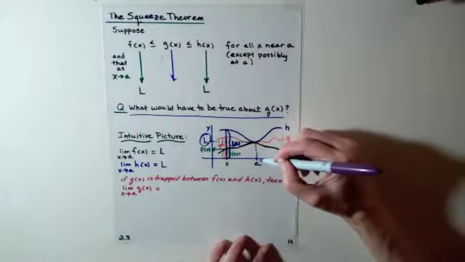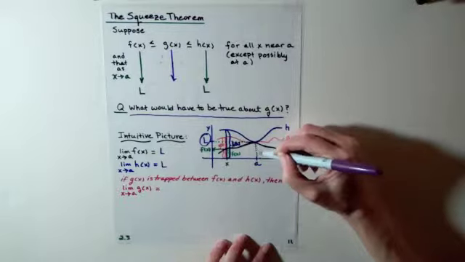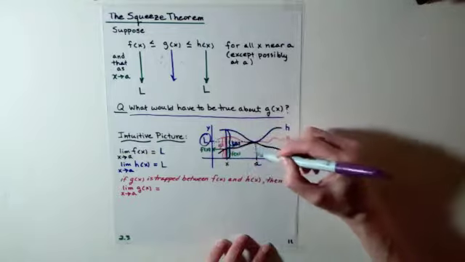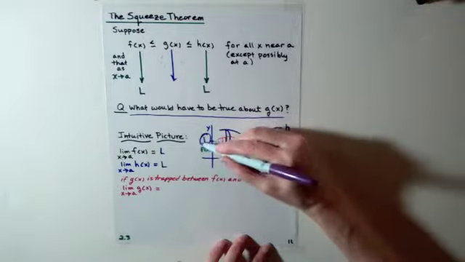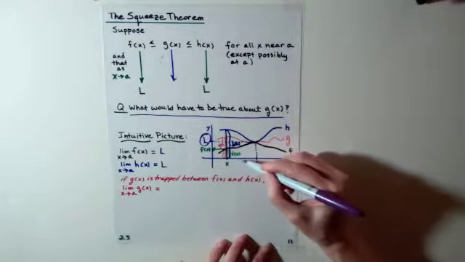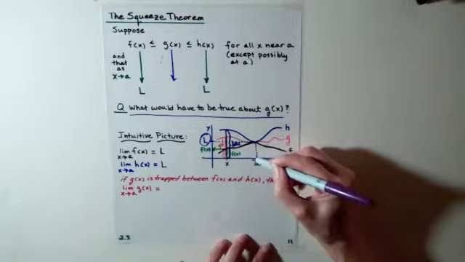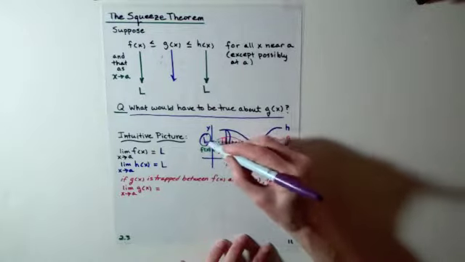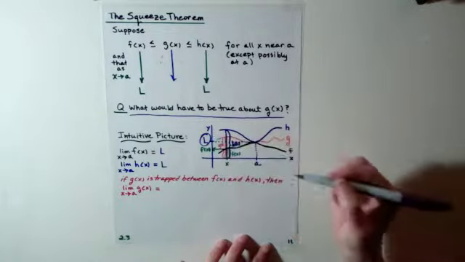Well, if I approach a from the right and I go up to the red graph of g and over to the y-axis, it looks as if the outputs are collecting around the number L. And if I approach a from the left side and go up to the red graph of g, it also looks like the outputs are collecting around the same number L.